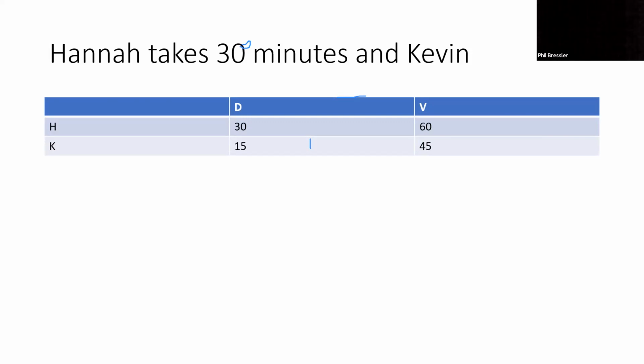All right, who has the absolute advantage for vacuuming? Kevin again. All right, 45 is smaller than 60. Now, remember, you can have the absolute advantage in both.